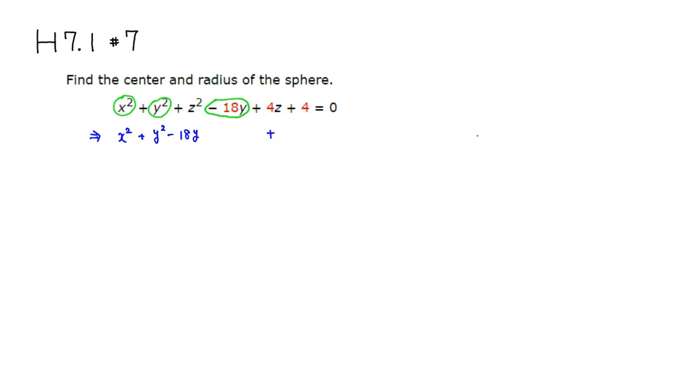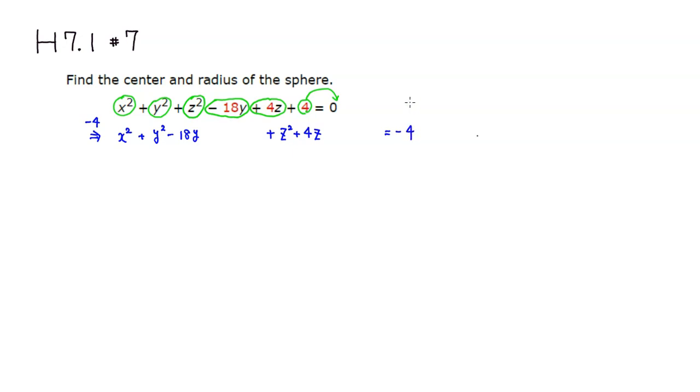Now let's collect all the z's. You have a z squared plus 4z. Then I'm going to send this 4 over to the other side. We can do that by subtracting 4 from both sides, so there's going to be a negative 4 right there.